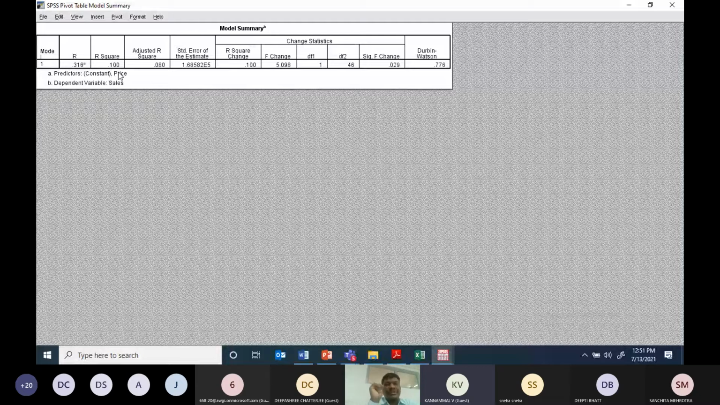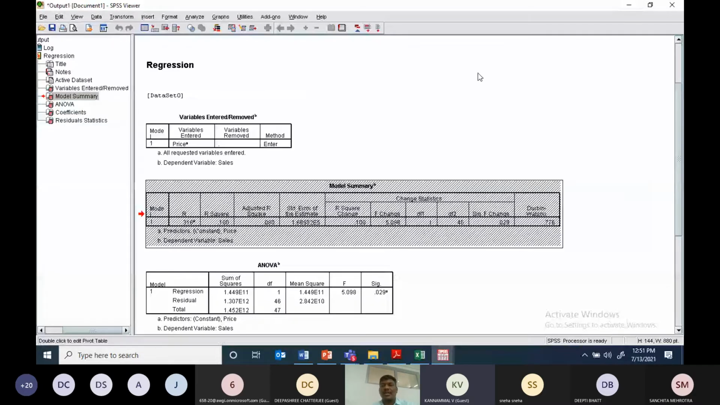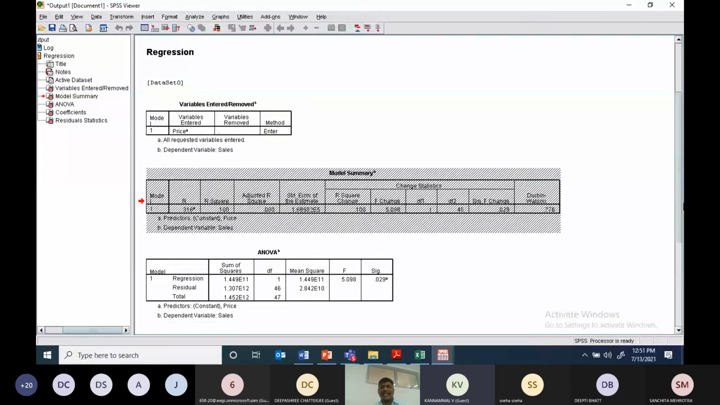10%. And second, please make a note, Durbin-Watson: 0.776. We got 0.776. So now we have got two statistics from this table. One is the R square value, the other one is Durbin-Watson 0.776. Now we'll go for the main table.